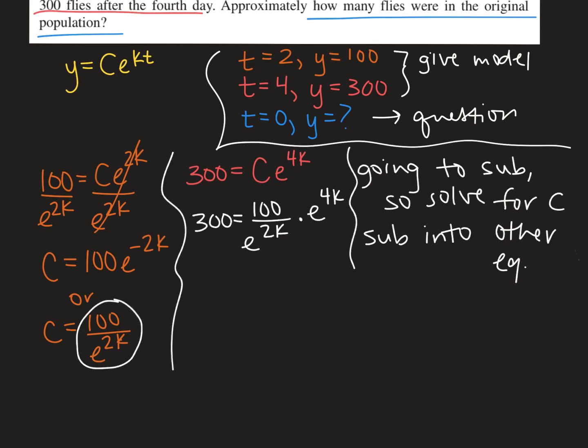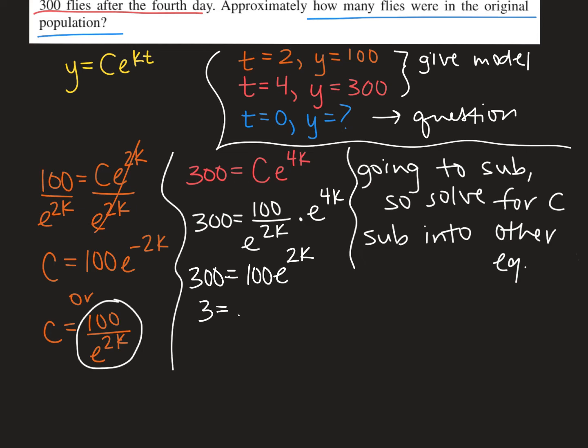Solving this, I am going to see what I end up getting here. I have e to the 4k over e to the 2k. Because I'm dividing powers with the same base, I can subtract the exponents. So I'll end up having 4k minus 2k as my exponent, which is just 2k. So 300 equals 100 e to the 2k. Then I'm going to divide both sides by 100.